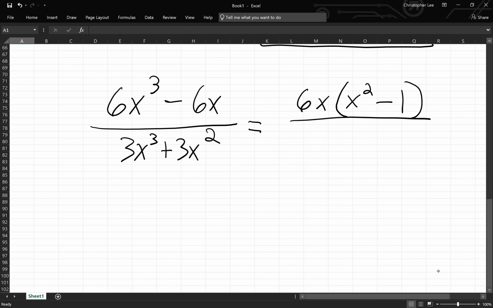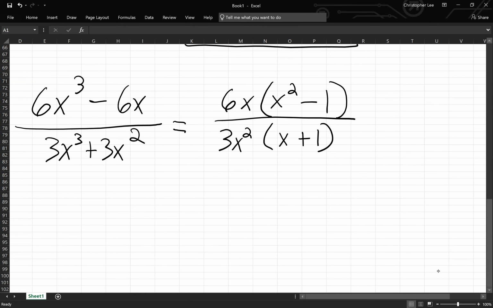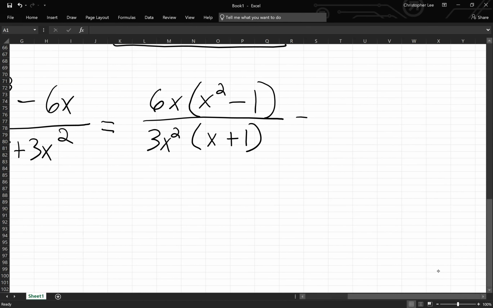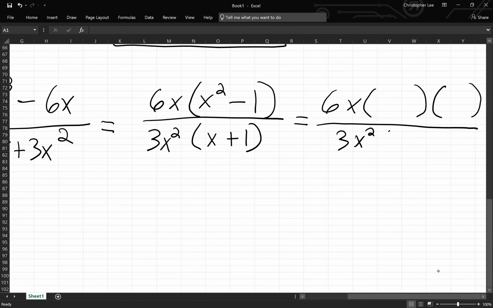All over, and what's the greatest common factor in the denominator? Exactly, and what's left over? Plus 1, very good. But now that's a difference of two perfect squares up top, so we can factor that. So what's that going to become? X plus 1, X minus 1, very good.